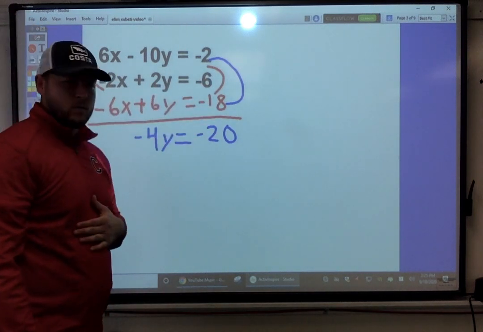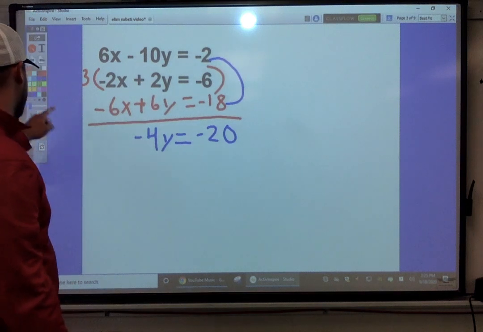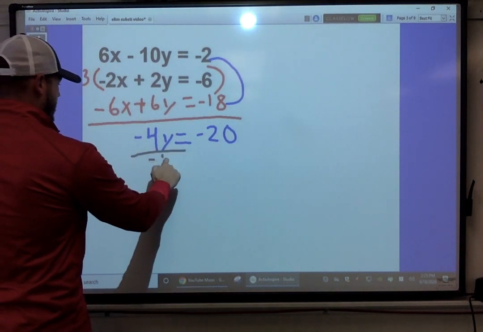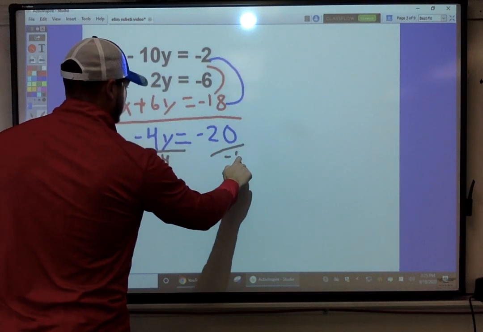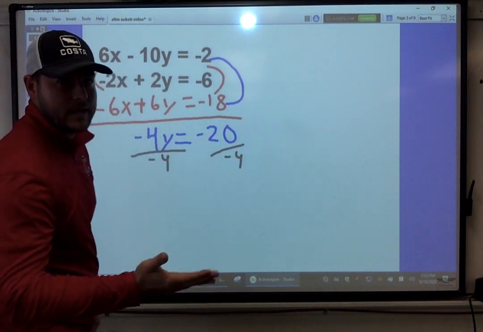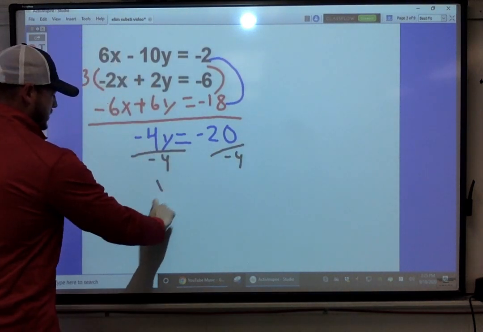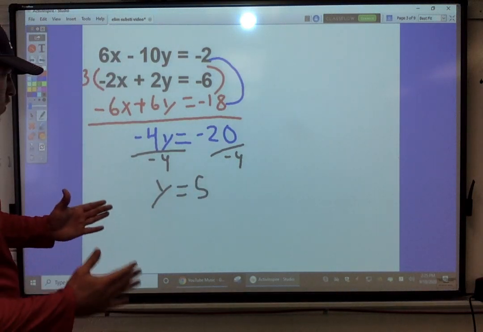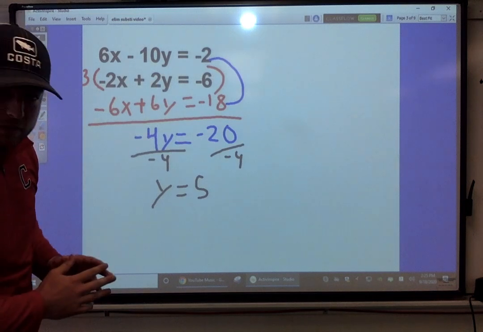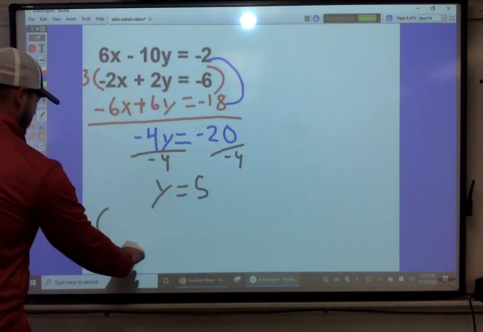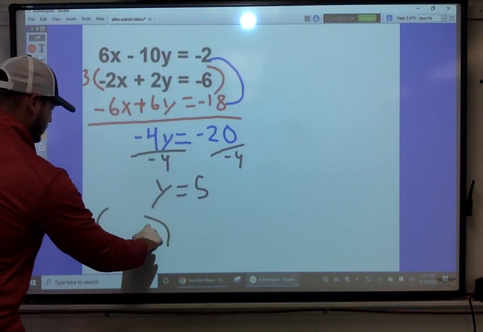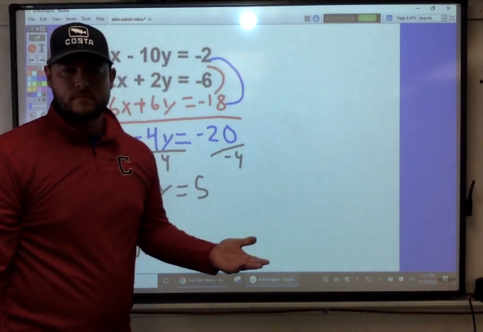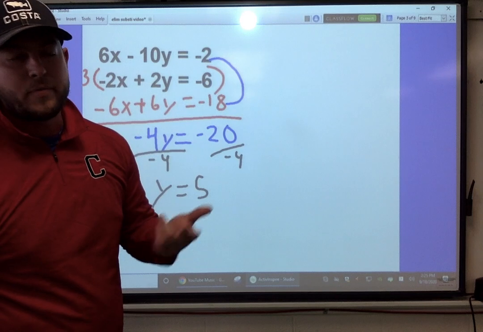Don't let this number kind of trip you up. So, we're left with a one-step equation. To get y by itself, we've got to divide by a negative 4. Remember, a negative times a negative is a positive, in this case, positive 5. So, again, we know one part of our solution, right? We know our y value is a 5. So we've got to find our x value. How do we find the x value? What have we been doing?